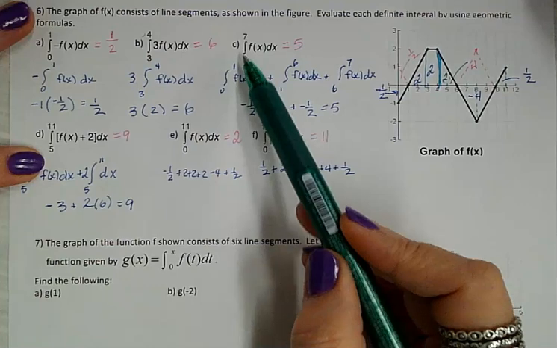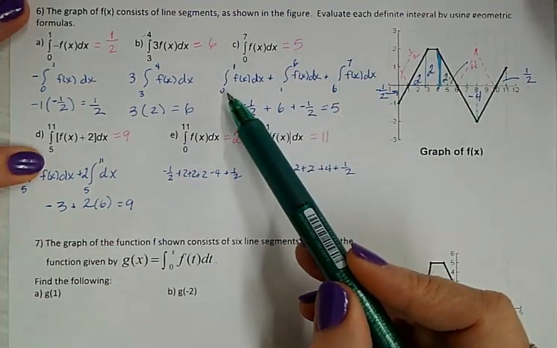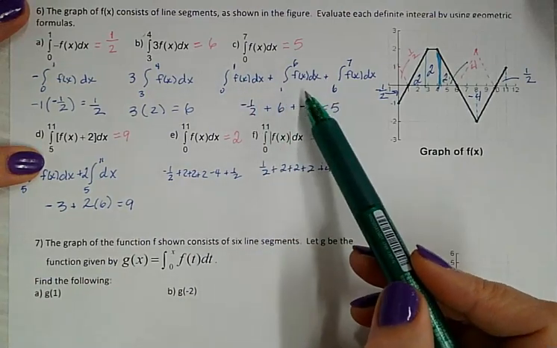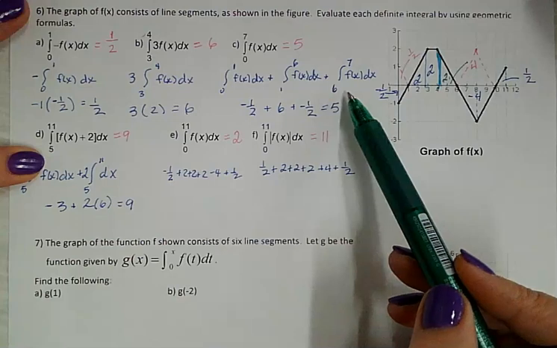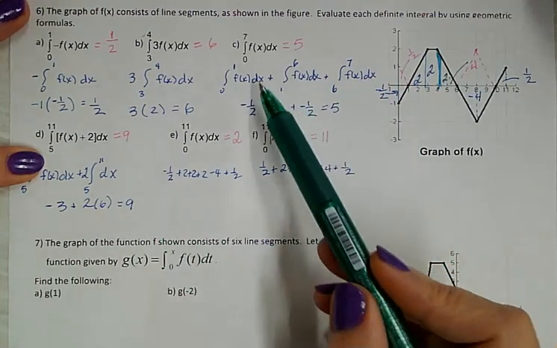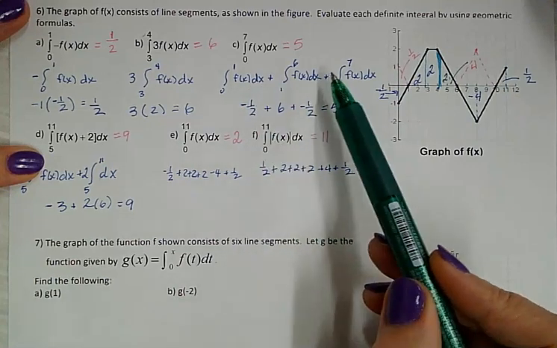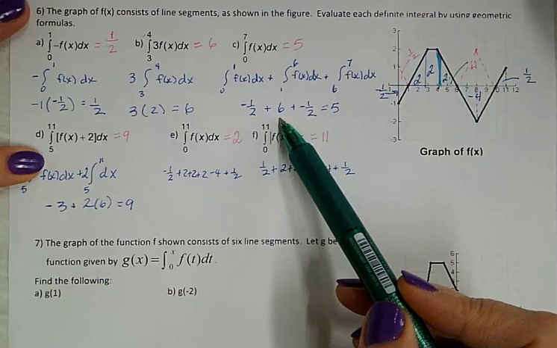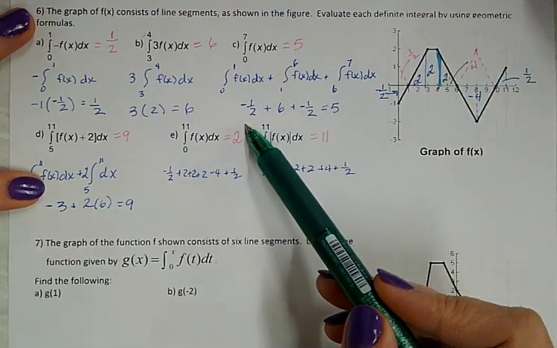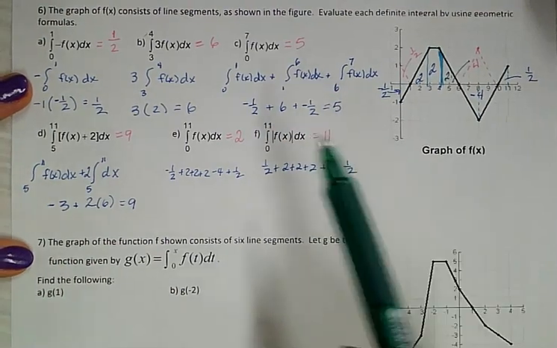Here I had to split this up into multiple intervals so I could use the areas I calculated on the graph. So I went from 0 to 1 of f of x dx, 1 to 6 of f of x dx, and 6 to 7 of f of x dx, making sure the dx is in all 3 integrals. So on the graph, this area from 0 to 1 is negative 1/2. This area from 1 to 6 is positive 6. This area from 6 to 7 is negative 1/2. So negative 1/2 plus 6 minus 1/2 gives me 5 for that integral.